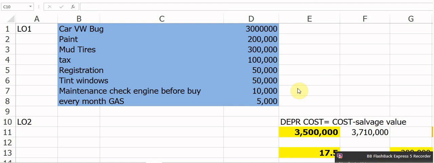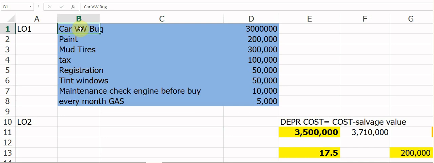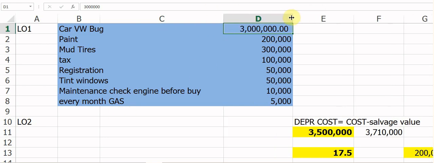So for chapter 9, we're going to talk about assets and how to do depreciation. In the first example, I have a Volkswagen Bug, a Beetle, and I have some costs for this car. We also spent money on a paint job, to buy tires, to pay tax when we initially bought the car, registration, we tinted the windows, we had a mechanic check the engine before we buy it, and every month we have a gas bill.